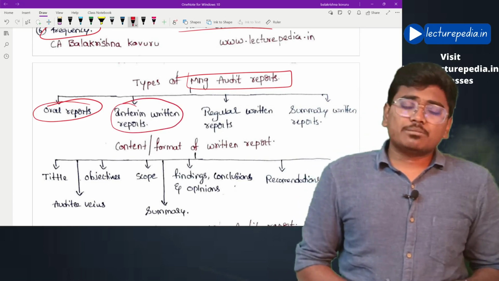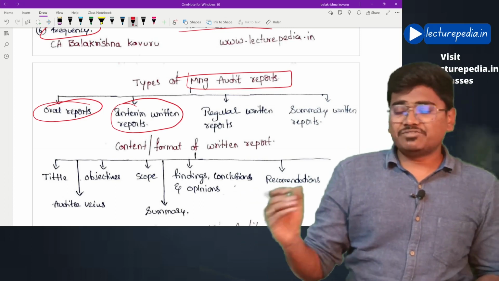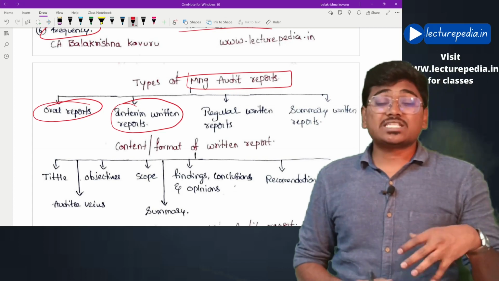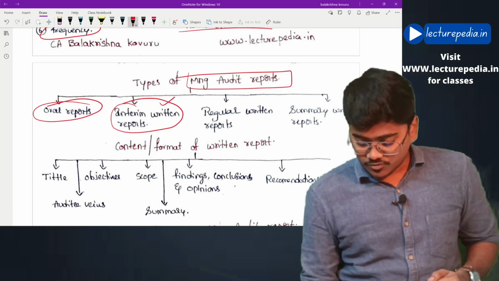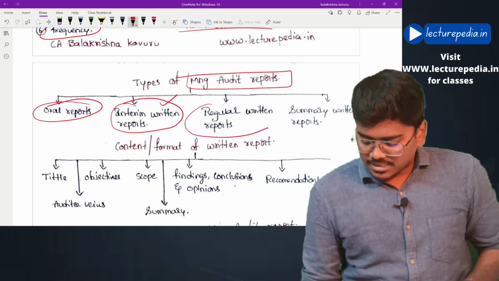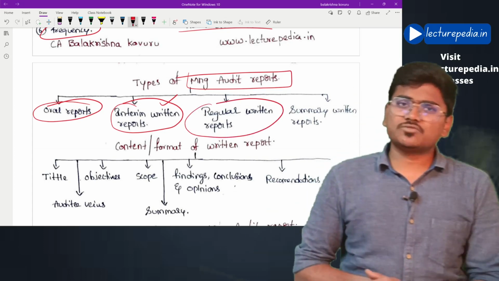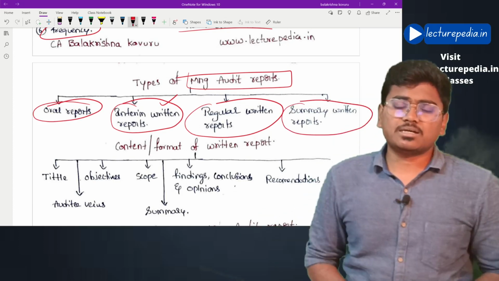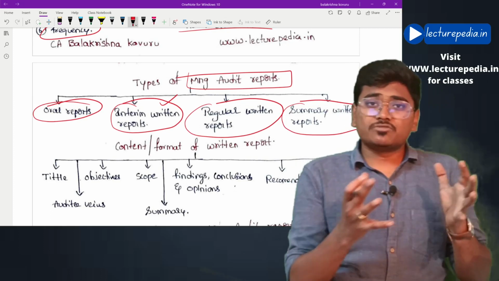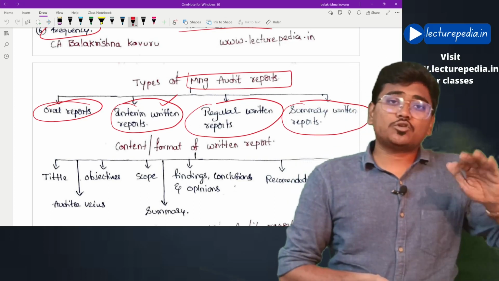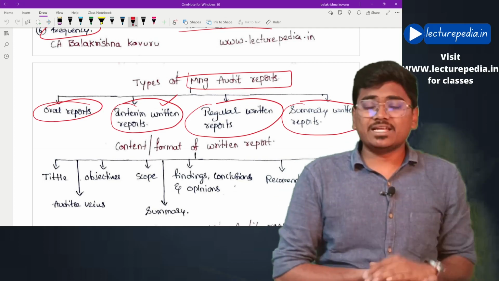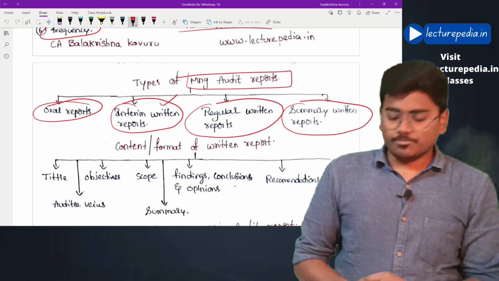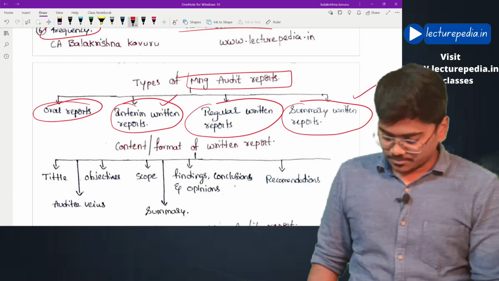During the audit, the auditor might come across certain significant matters which have to be communicated immediately. Those types of matters will be communicated in the form of interim written reports. And regular written reports are the normal reports which are issued after completing the audit. And summary written reports. Basically, in these summary written reports, 2 or more reports will be included. The summary of 2 or more reports that have been issued earlier will be collated and issued in the form of a summary report. You can also call them flash reports.